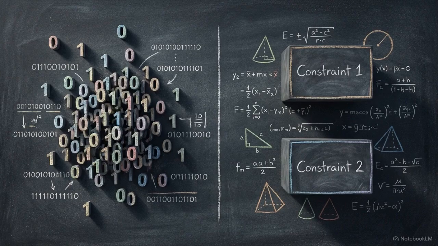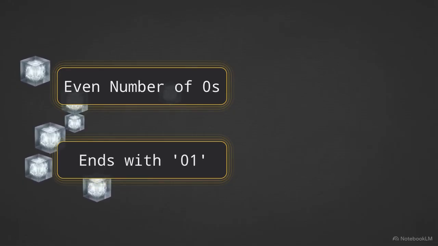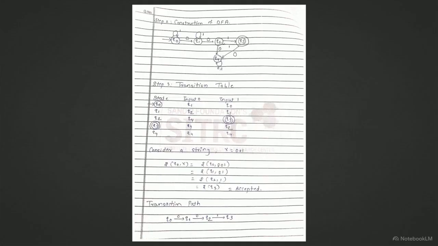Let's apply this framework to a specific design problem. We need to engineer a machine that verifies a string of numbers against two overlapping constraints. The string must contain an even number of zeros, and it must end exactly with the sequence 0, 1. This state diagram maps the exact machine built to satisfy both conditions. By organizing a network of nodes and directional edges, we create a literal map of acceptable logic.